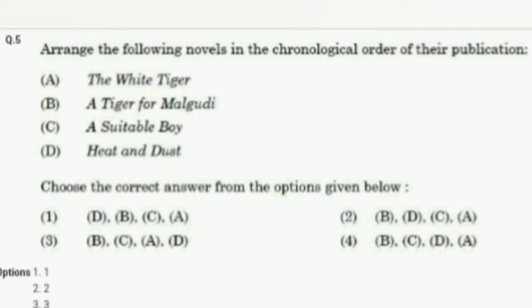So the chronological order is Heat and Dust in 1975, A Tiger of Malgudi in 1983, A Suitable Boy in 1993, The White Tiger in 2008. The right option is option number 1, D, B, C, A.